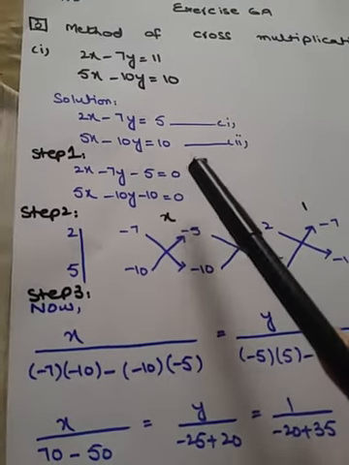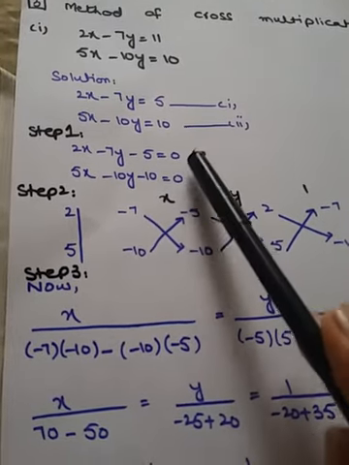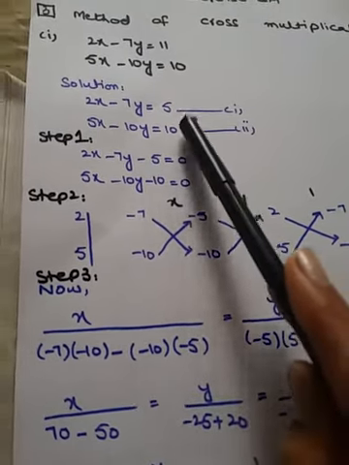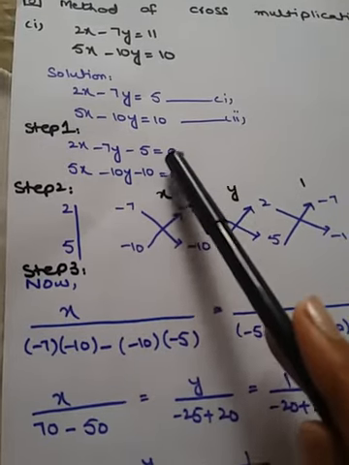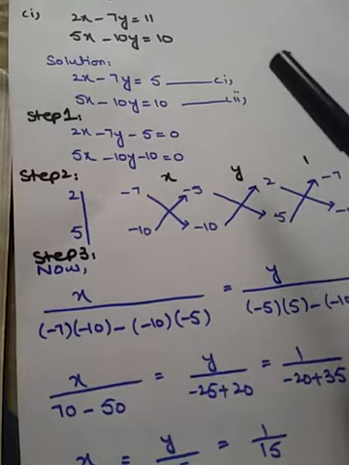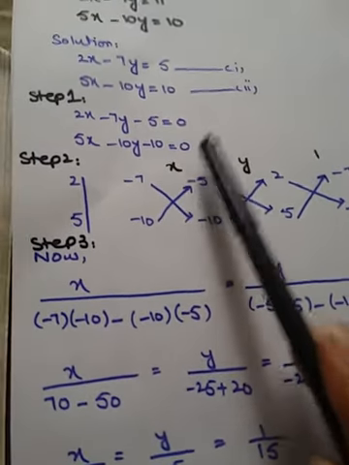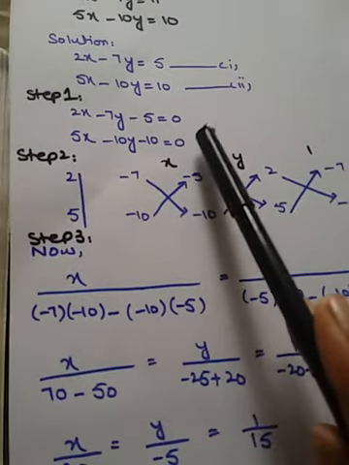Now in step 1 we are going to write our equations in such a way that on the right hand side we will have zeros. So this is plus 5, on the other side it will be minus 5 is equal to 0. This is plus 10, we will subtract 10 on both the sides, and on the right hand side we will have 0. Okay, you know how to balance equations.